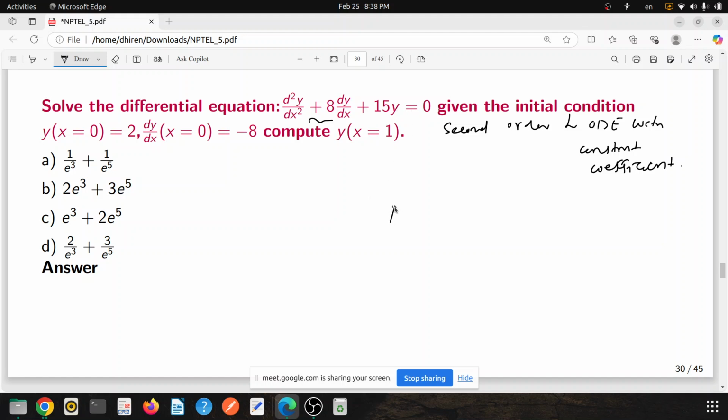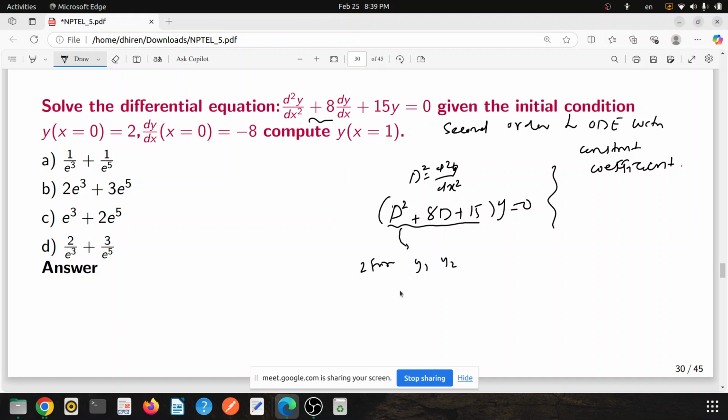One is the auxiliary method, where D is d by dx. So this equation can be reduced to D square plus 8D plus 15 y equal to 0, and you can reduce this second order equation into two first order equations, then you get solutions y1 and y2, and the final solution will be a linear combination of y1 plus y2. Another method was y equal to e power mx. So you will get m square plus 8m plus 15 times e power mx equal to 0. As you know, e power mx is not 0, so you will get m values m1 and m2.